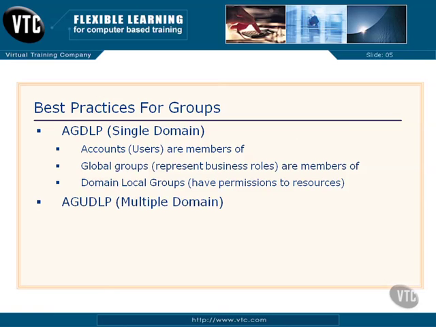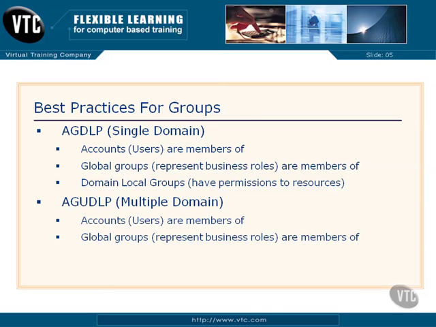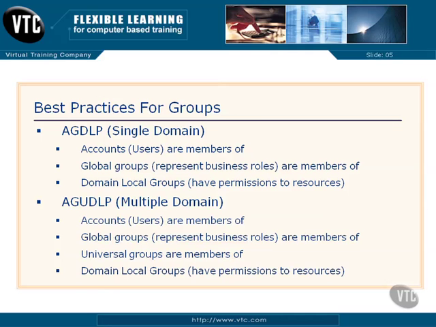Now, if you're in a multiple domain environment, we're going to add a universal group in there. Accounts, which are users, are once again members of global groups, and these global groups are members of universal groups. Keep in mind, universal groups can be created in a domain, but they're seen throughout the forest. So I can simply add global groups into these universal groups, and then the domain local groups contain these global groups, universal groups, and, same thing, we apply permissions.